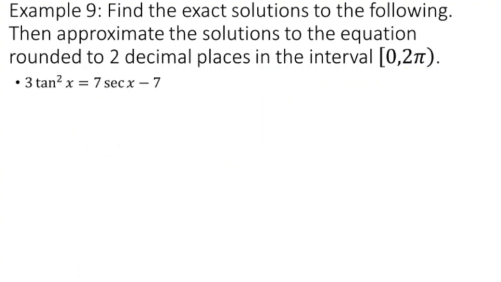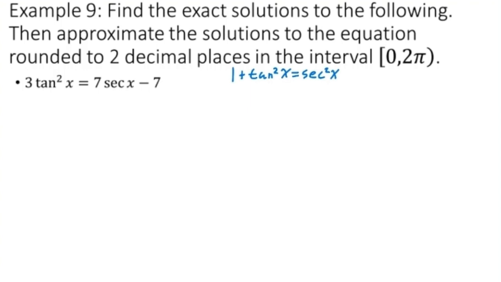Next, we're going to try to solve 3 tangent squared x equals 7 secant x minus 7. In this problem, there's a couple different ways we can solve this problem. Usually when we solve with secant, we try to rewrite it. But here, we're going to keep the secant x because I see that tangent squared x, and I know tangent and secant are related with the Pythagorean identity. Specifically, I know that 1 plus tangent squared x equals secant squared x.